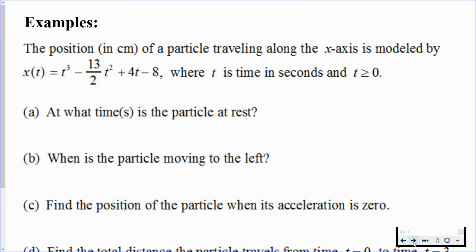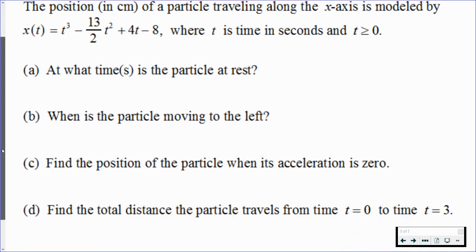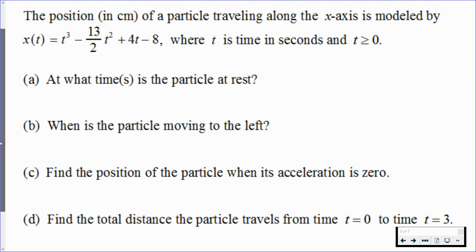All right, let's take a look at particle motion. We're going to go through an example. We'll see how much space I've got to write everything down that I might need to. Position in centimeters of a particle traveling along the x-axis is modeled by this function, x of t, where t is time in seconds and t is greater than or equal to 0. Guys, super important, because a lot of times we'll get a negative answer for t and we can't use that, but people will forget and put it in a free response anyway.